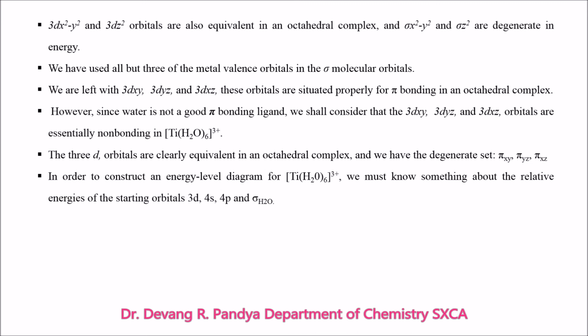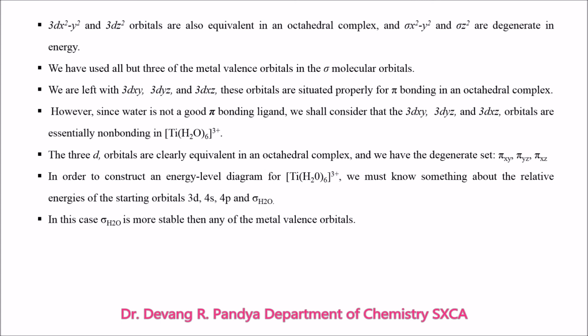In order to construct the energy level diagram for hexa aqua titanium plus 3, we must know something about the relative energies of the starting orbitals, that is 3d, 4s, 4p, and the p sigma water molecule orbital LGO. In this case, the p sigma water molecule LGO is more stable than any of the metal valence orbitals, and hence when you draw the MOED, you need to keep the LGO a little lower in energy compared with the AOs of the free metal ion.